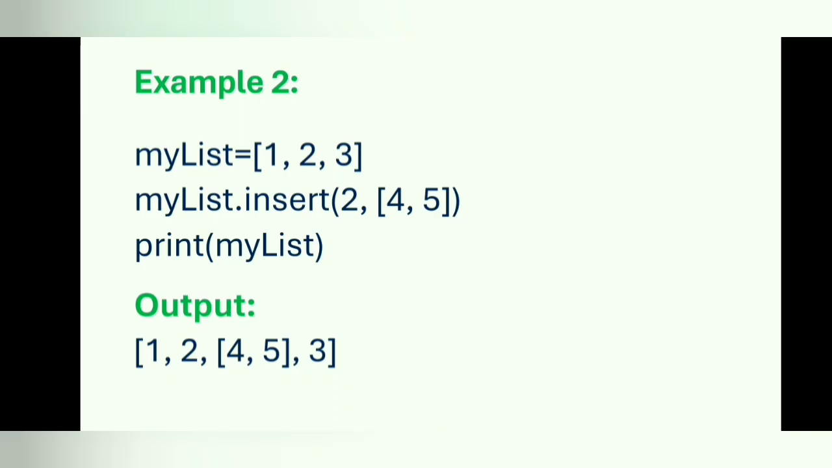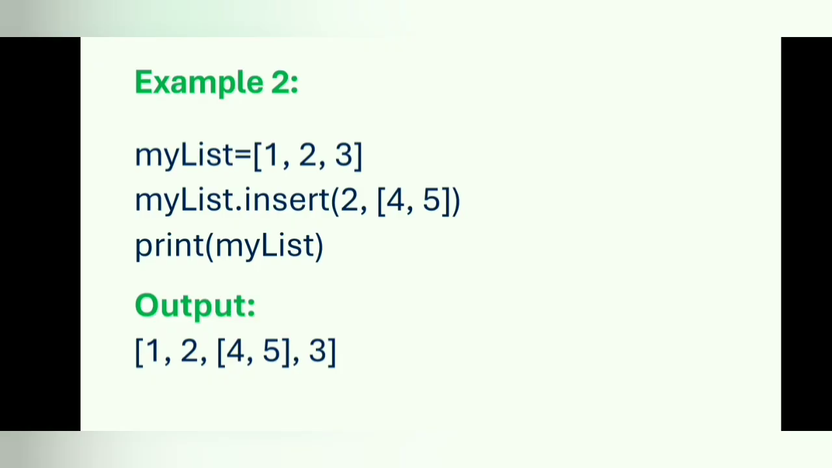Example 2. In this example, the first thing I did was create a new list with the 3 elements 1, 2 and 3 and assign it to the variable mylist. In the next statement, we call the insert method with the index 2 and the list of 2 elements 4, 5 as arguments. The insert method inserts the specified value at the specified position.